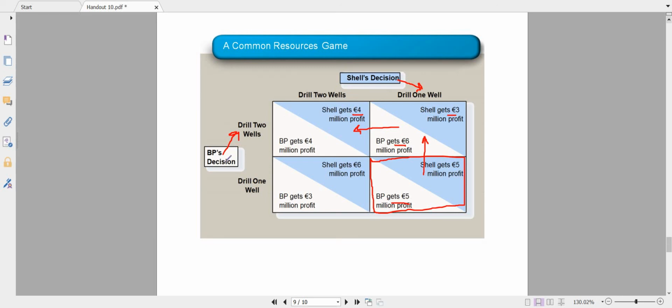If BP has made 2 drills, the best strategy for Shell is to dig 2 wells, and if Shell digs 2 wells, the best strategy for BP is again to drill 2 wells. Once you reach this outcome, there's no tendency to deviate from it. That's why it's called the equilibrium, and more precisely it's referred to as Nash equilibrium.